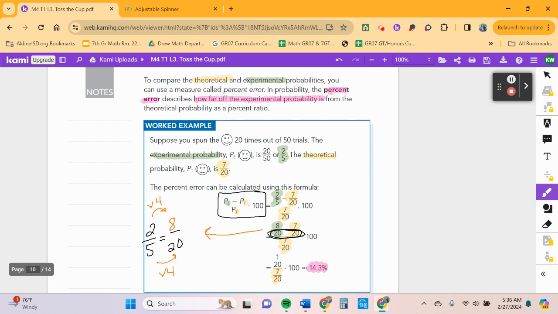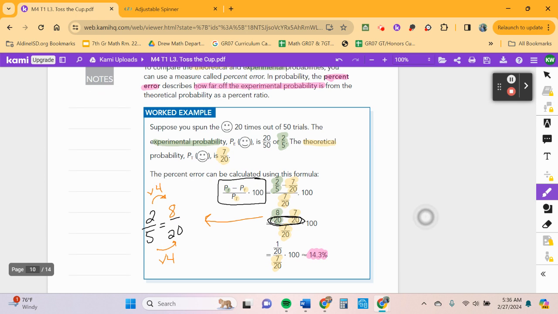And listen carefully, because you're going to need this information when you answer the following questions. 14.3% is the percentage of how far off the experimental probability was from the theoretical. It's right in the definition. So that's exactly what that 14% represents, how far off their estimation, or their guess, was.